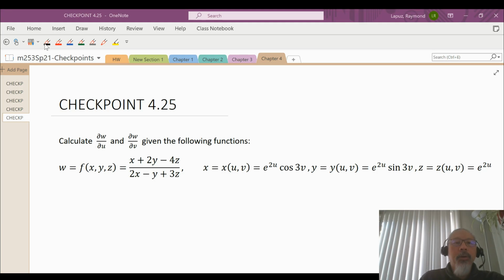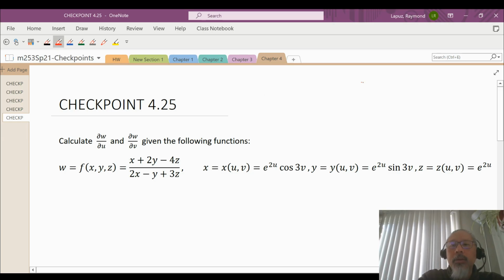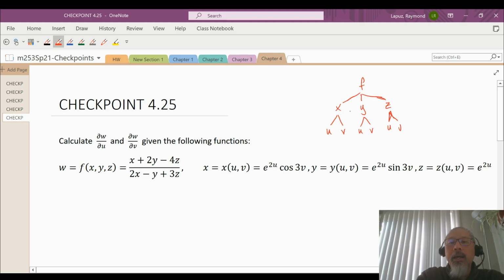If I were to draw a tree and take advantage of the chain rule, I would draw my tree as f is a function of three variables, x, y, and z, and then each of these in turn are functions of u and v. And then we would follow paths to take the derivative of w with respect to u. We would follow the paths from the original function to all the u's that we have.